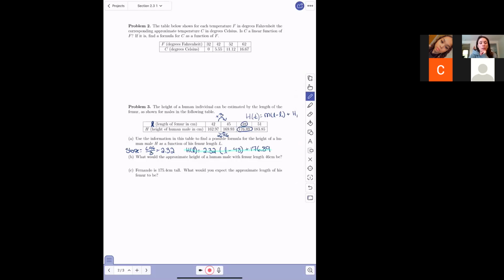Okay, so for part B, what would the approximate height of a human male with femur length 46 centimeters be? Can someone tell me how we should go about this problem now that we have the formula for the linear function? Plug in 46. Yes, good. So we're going to do now h of 46, which is equal to 2.32 times 46 minus 48 plus 176.89. Okay, so plug that into your calculators.